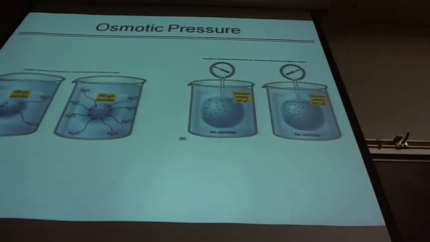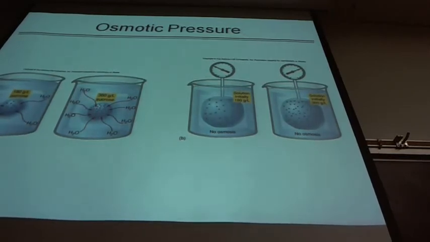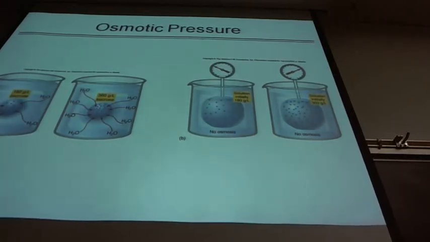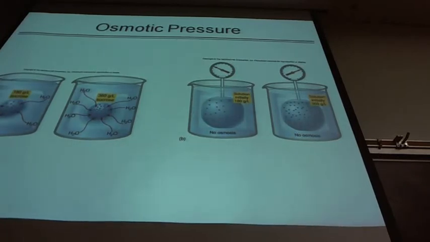So here, let me see what they've got here. You have water, 100 grams per liter of sucrose. In there, the water is going to go in. You have 360, the water is going to go in. I'm not sure what they're trying to show you in that one.